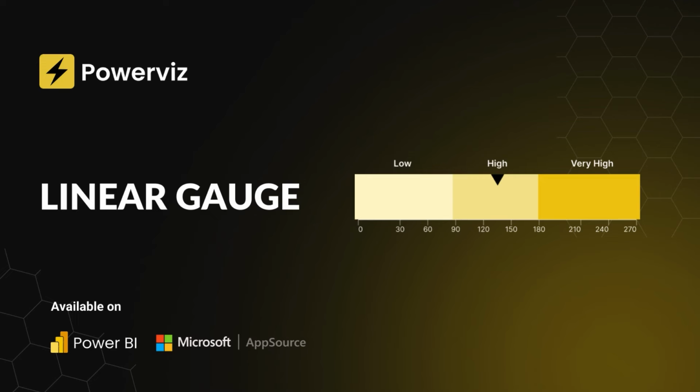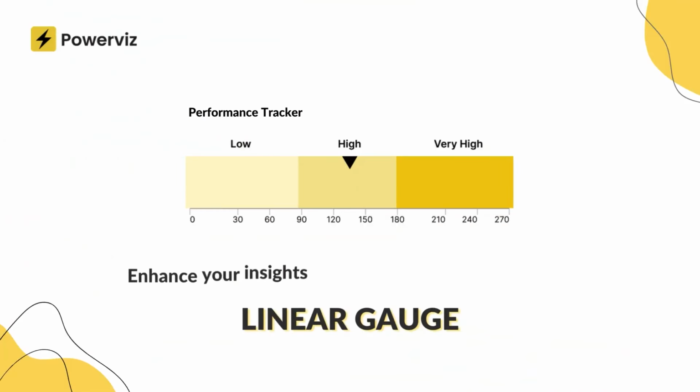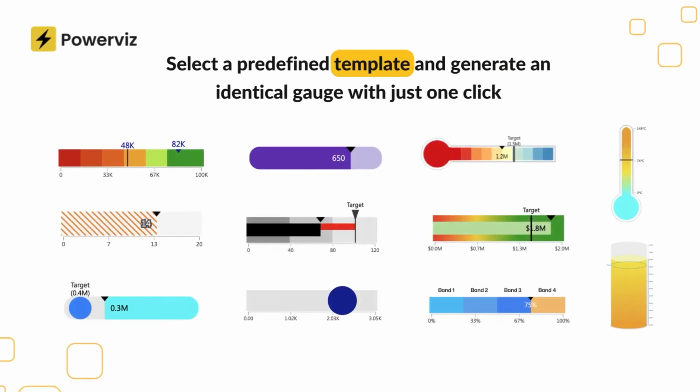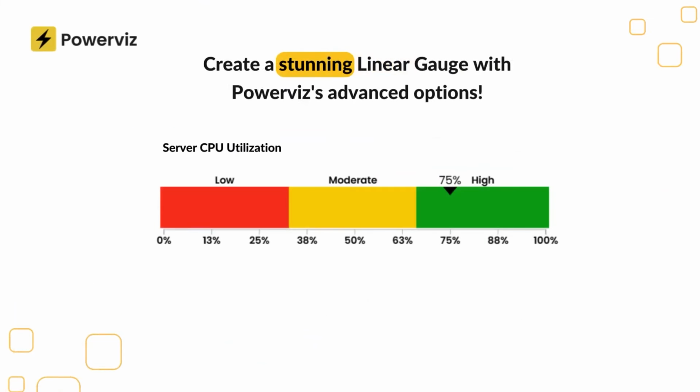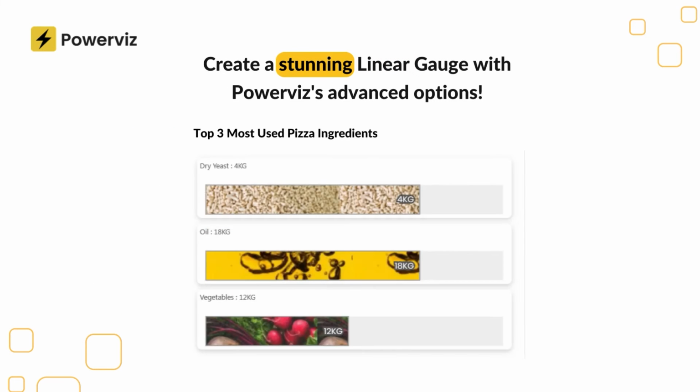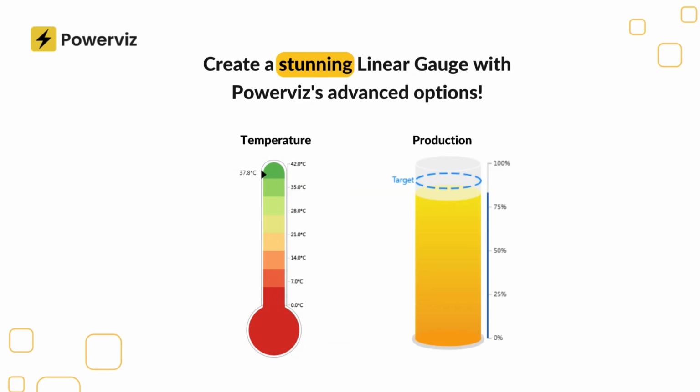Welcome to Powerviz. In this video, we will walk through the newest addition to Power BI's arsenal of visuals, the linear gauge. Designed to revolutionize the way you track progress and visualize targets. The linear gauge offers a sleek, intuitive interface that makes monitoring your data a breeze.